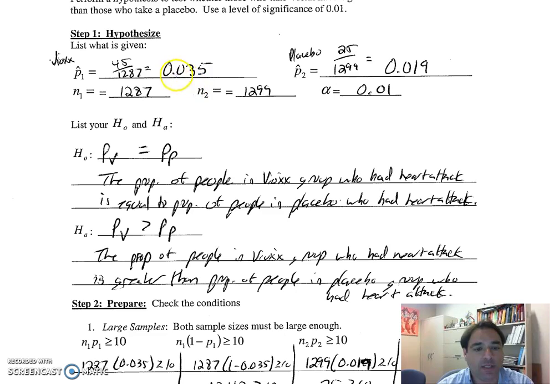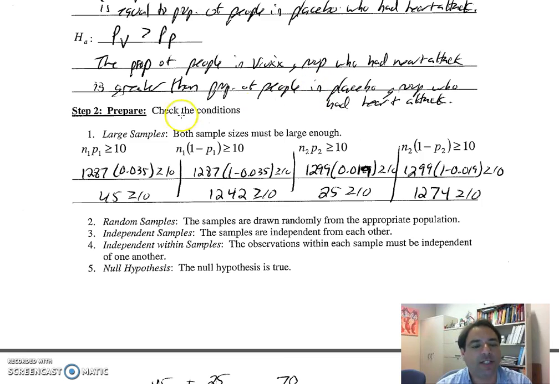So again, before we move on, 3.5%, 1.9%. Do you think there's a difference, saying that there's more people having a heart attack in this group? That's what we're looking at. So we check our conditions.